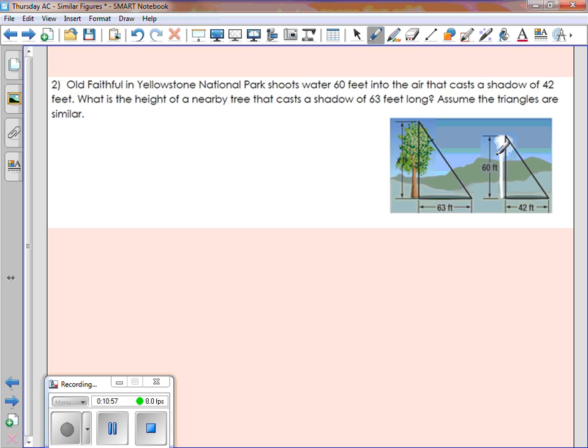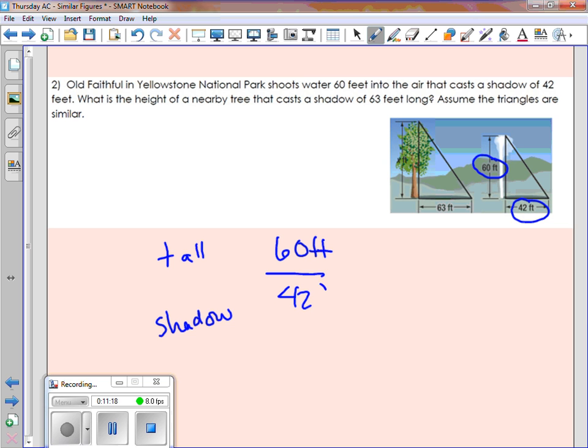We're going to set up our first set of ratios on this proportion with 60 and 42, height over shadow. So I'm actually just going to call it tall and shadow. I'm going to put my labels out so I know where to put my numbers. So the geyser is 60 feet tall and has a shadow of 42 feet.